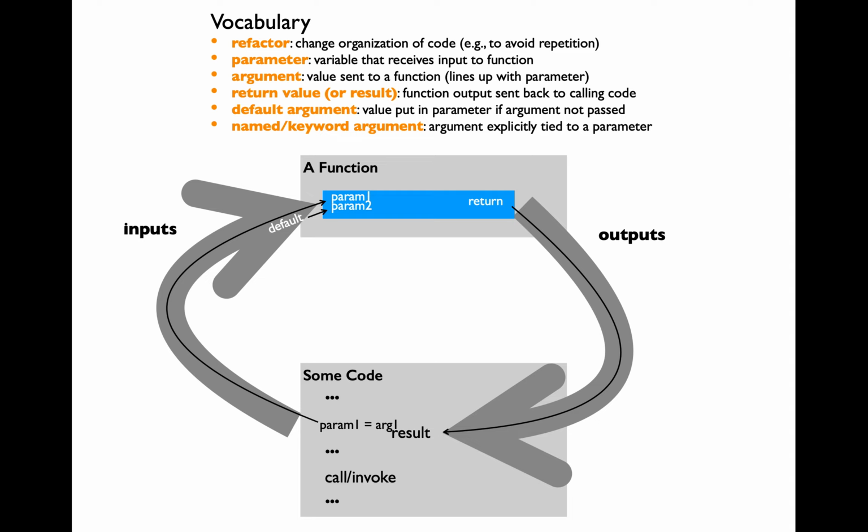Another example of the print function call here, which has two different arguments. Notice the comma in between both of those. That's going to be the separator in between arguments whenever you're making a function call.